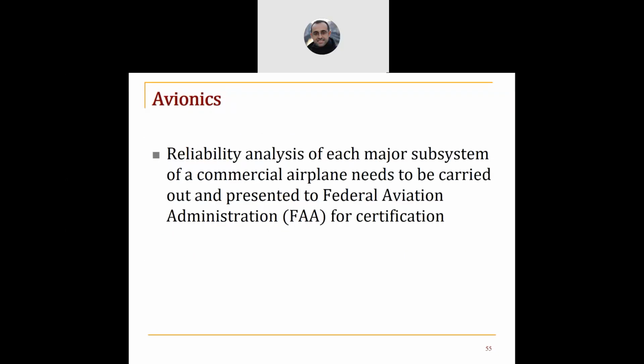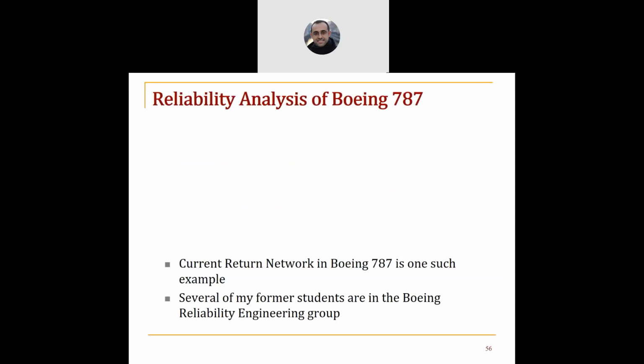Now come to Boeing, or avionics in general. When a new plane is developed, the manufacturer has to do reliability analysis of each major subsystem of a commercial airplane, and then this analysis has to be shown to the Federal Aviation Administration here in the United States for certifying the plane. And so I'm going to show you a real-world example from Boeing Commercial Airplane Company in this regard.